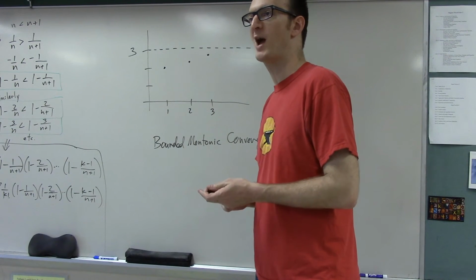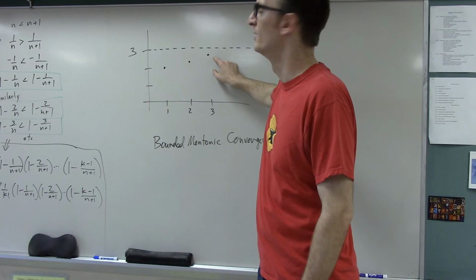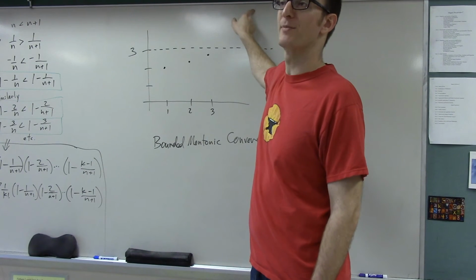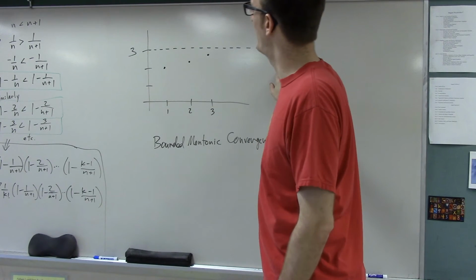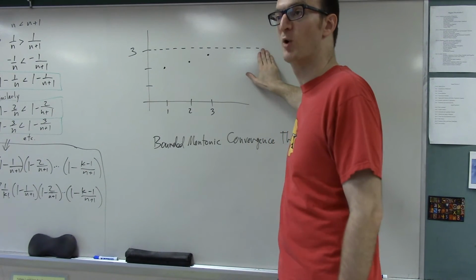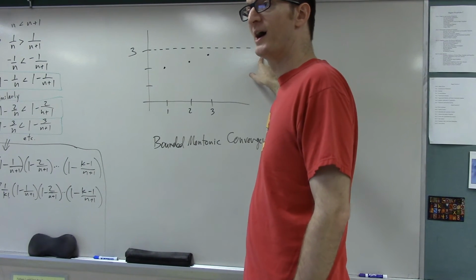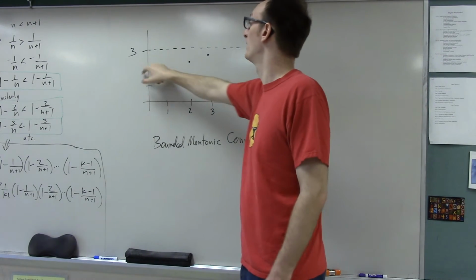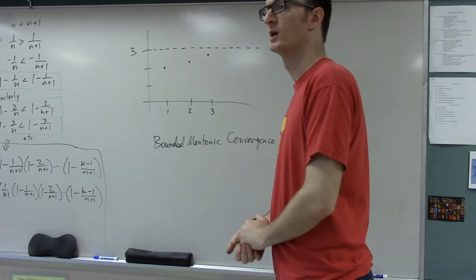This kind of feels right, because if something's just getting bigger and bigger and bigger, but also never goes above something, then it's got to stop somewhere. And in fact, what I'm going to do on the next board is show that this never goes above 3. And so the limit has to be something less than 3.